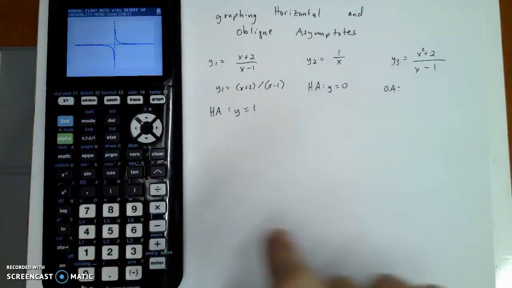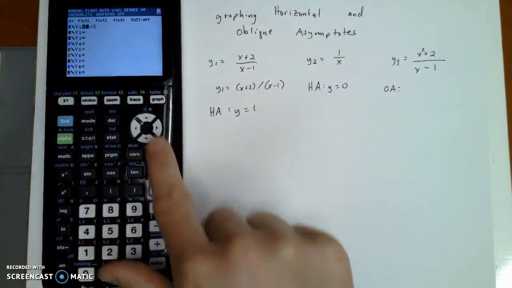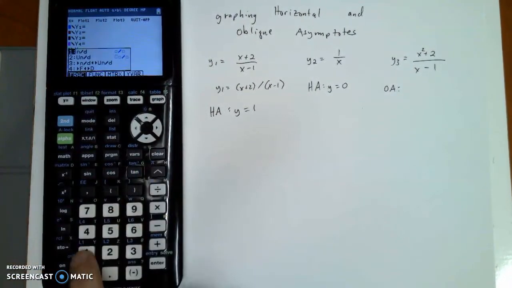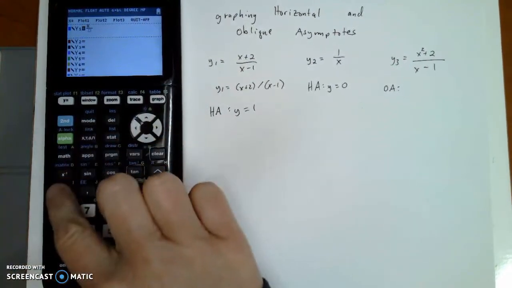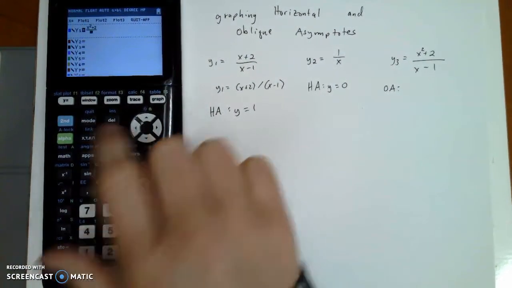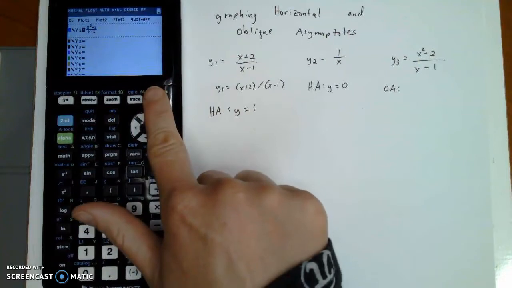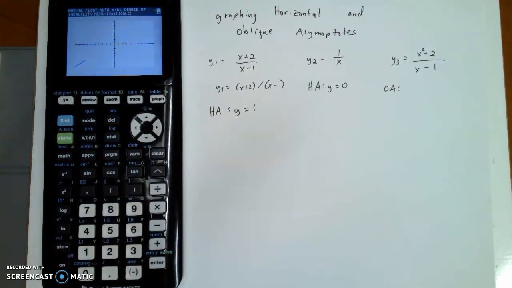Now let's go ahead and start by graphing that function. So let's hit y equals to get my menu, select 1, and I've got x squared plus 2 on top, and x subtract 1 on the bottom. As always, check to make sure I've typed it in correctly, and then let's hit graph so I can see what that looks like.